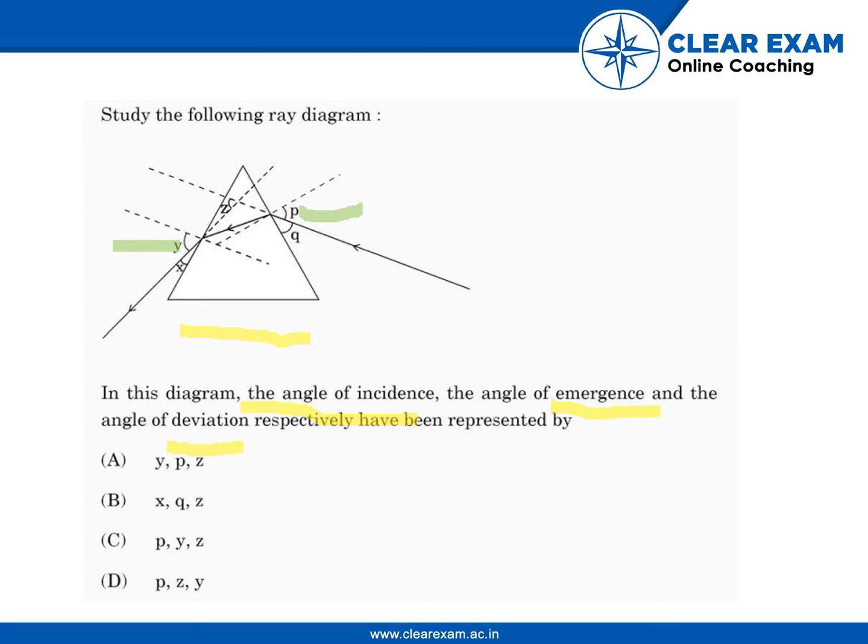And the last one left is angle of deviation, which is given by the angle between the line of incident ray when extended and emergent ray when extended. Therefore it will be represented by this angle Z. Therefore our correct answer would be part C, PYZ. As we see here, the correct answer is part C.